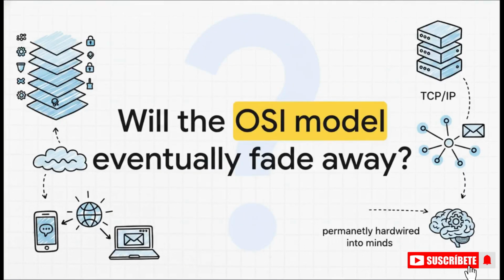Which leaves us with a pretty provocative question to end on. If TCP/IP fundamentally runs the modern internet, will the OSI model eventually just fade away into obscurity? Or is its brilliant 7-layer conceptual structure just so perfect for teaching and troubleshooting that it'll be permanently hardwired into the minds of all future network engineers?